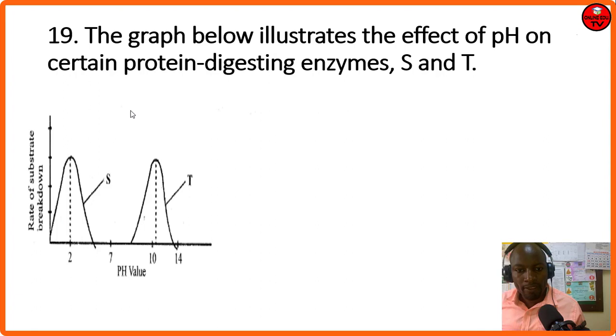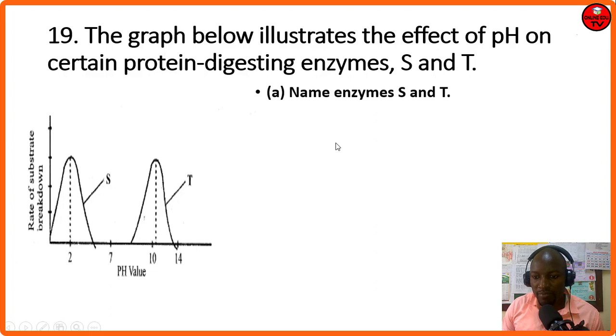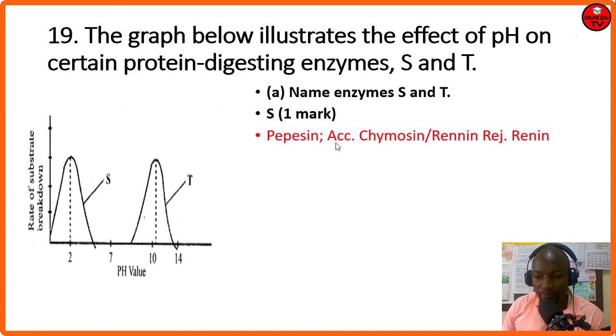diabetes alone. The graph below illustrates the effect of pH on certain protein digesting enzymes, S and T. You can see the graph. We got the question, and the question is, name the enzymes S and T. Now you can see S works best under acidic, and then T best under alkaline. So S is pepsin, can be chymosin, renin, but we reject renin with single N. Then T is trypsin.